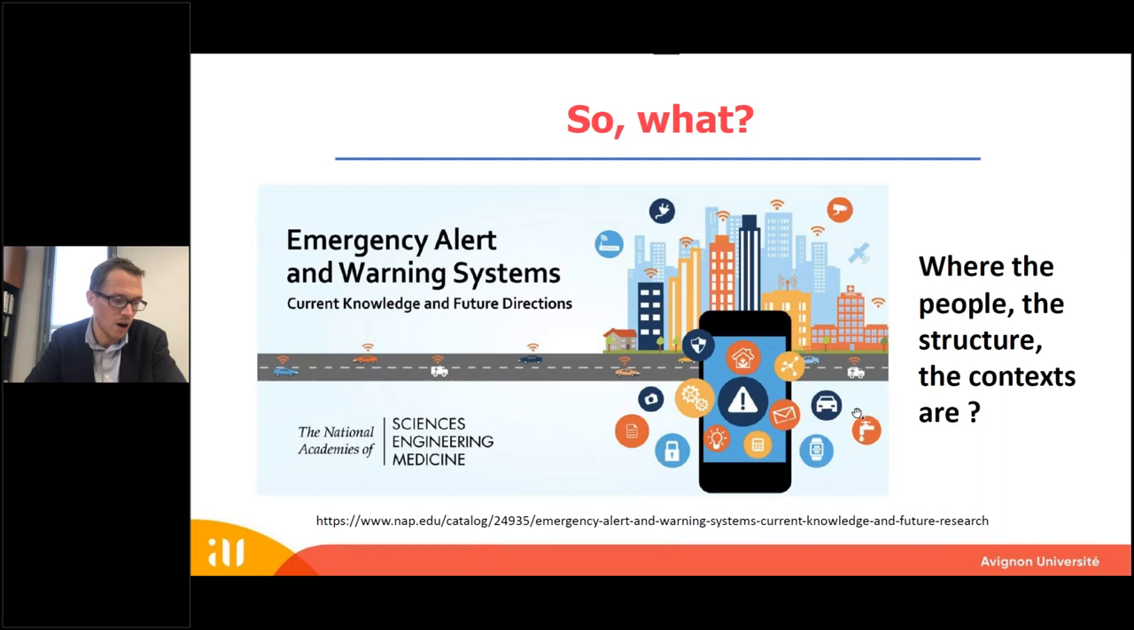We must allow ourselves to make mistakes, and the untimely triggering of an alert must be decriminalized. So it's not because we create new technological systems that we can hope for an efficient system. In this photo, emergency alert and warning systems are really important and interesting, but on this photo, where the people, the structure, the contexts are, it's a question. So thanks for your attention.